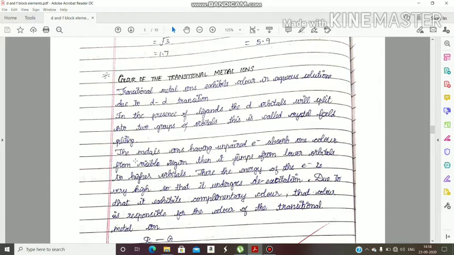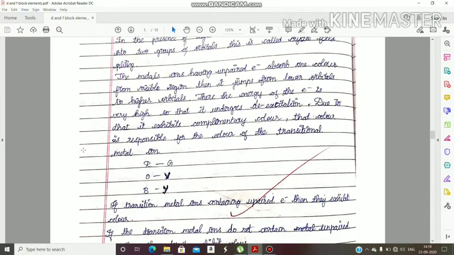In that process, it emits one color. Why does it undergo excitation initially? Because it absorbs light, that is, it absorbs energy, that is, it absorbs color. That means it absorbs one color, but during the de-excitation process, it exhibits one color. That is the complementary color, the opposite color. That opposite color is responsible for the color of the transition metal ion.